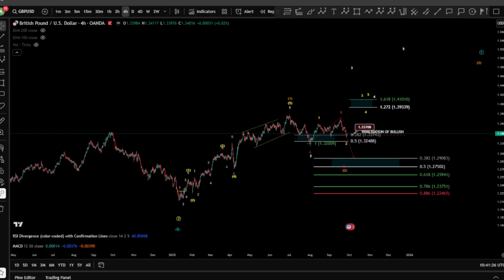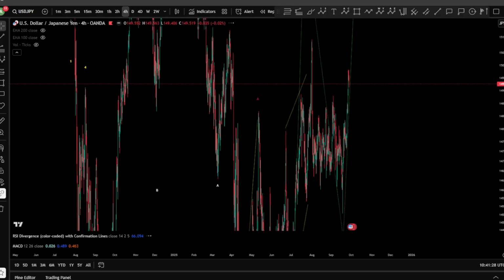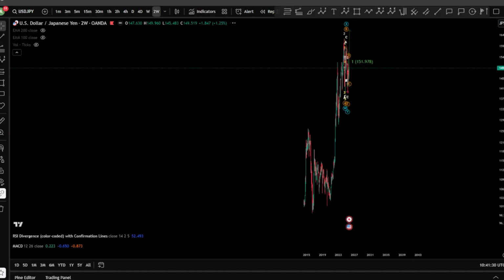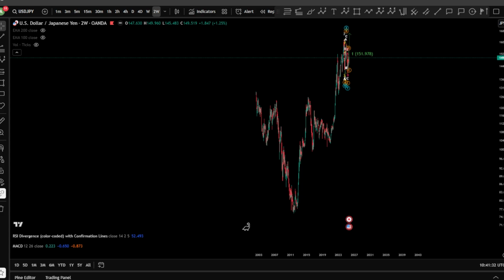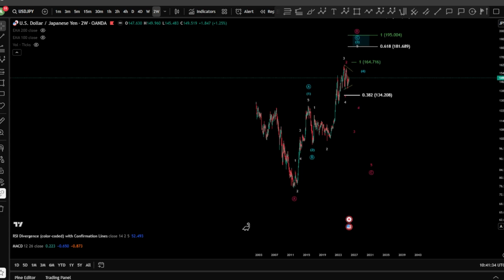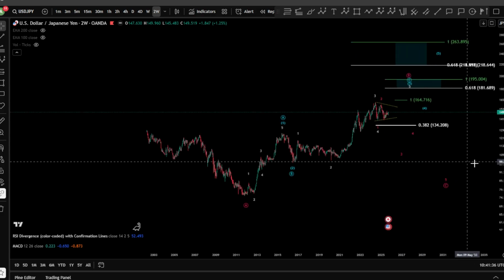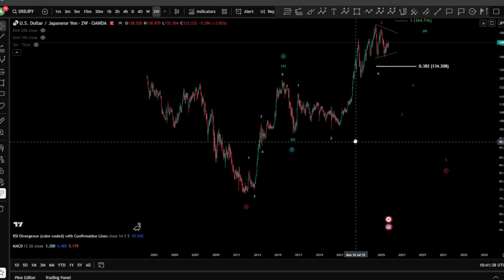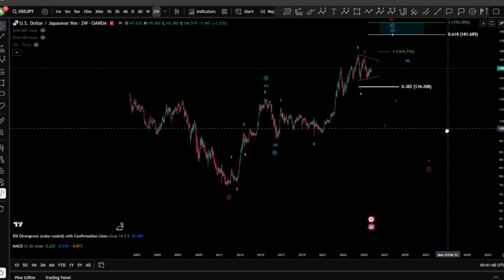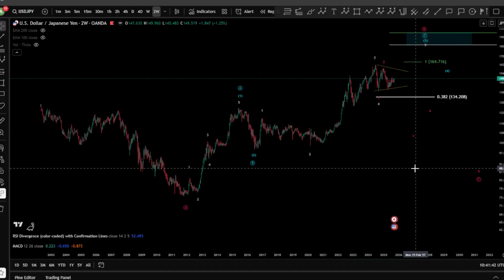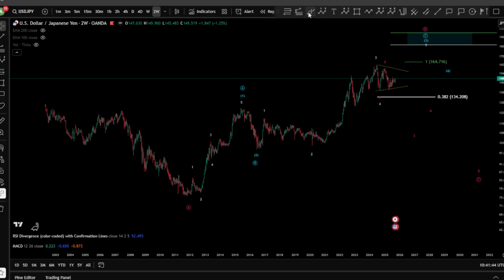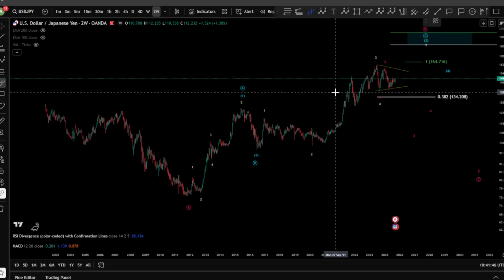Let's move to the GBPJPY. For the GBPJPY, we're also going to go to the all-time history. Let's see if the yen is still struggling due to the crisis in Japan. So yeah, things are not looking really great for the yen, especially as the dollar is getting stronger right now.